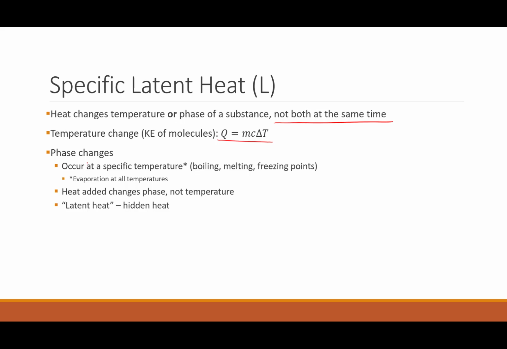During a phase change, first of all, a phase change will occur at a specific temperature called the boiling point, freezing point, or melting point, except for evaporation, which, as I mentioned, can occur at all temperatures. And during boiling, melting, or freezing, the heat added changes the phase, not the temperature. Because we can't measure that temperature change, that heat is hidden, so it is called the latent heat of a substance.